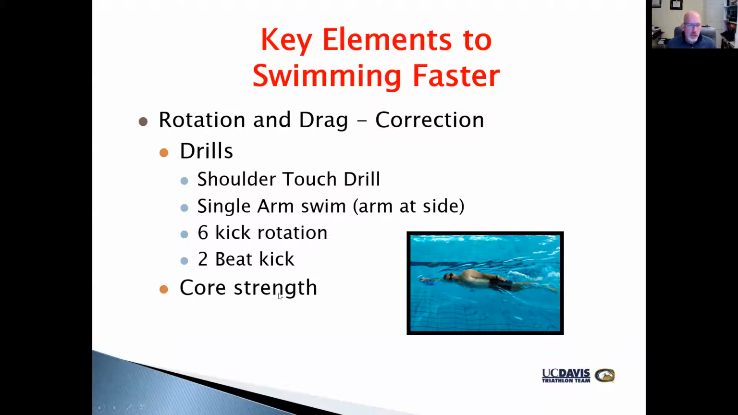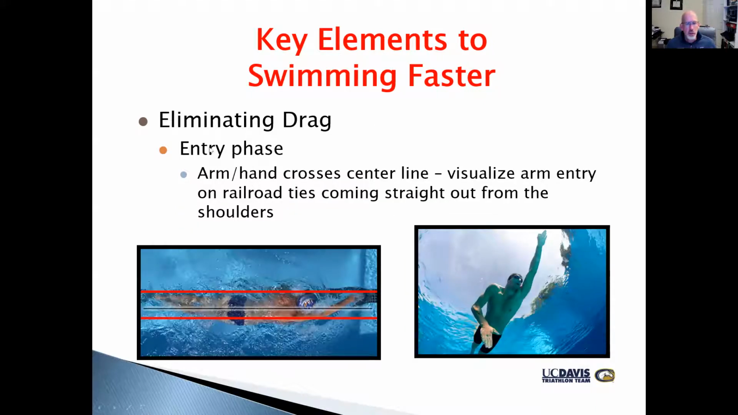And then core strength. Everybody can do with extra core strength. Individuals, such as you saw earlier, who had a lot of twisting and torquing, typically have very poor core strength, and they could do a lot better in terms of reducing their drag if they were to improve their core strength.